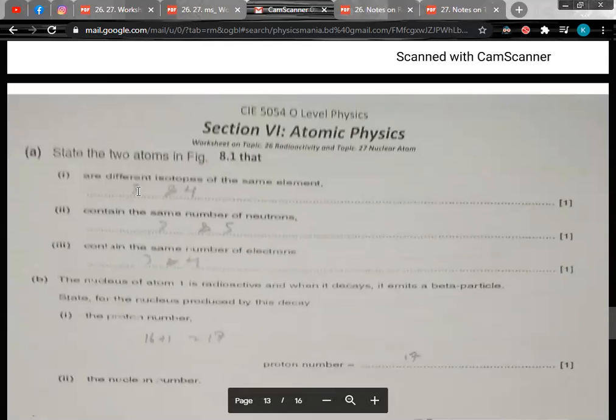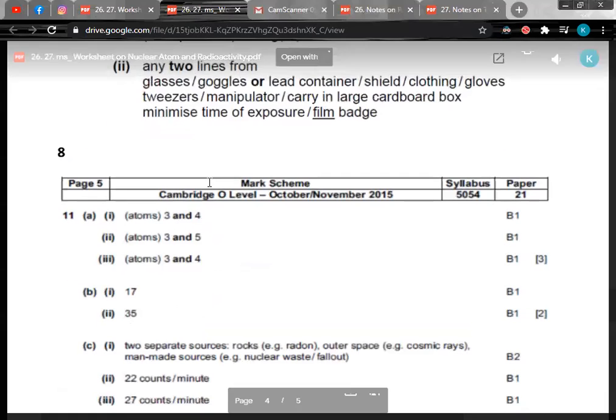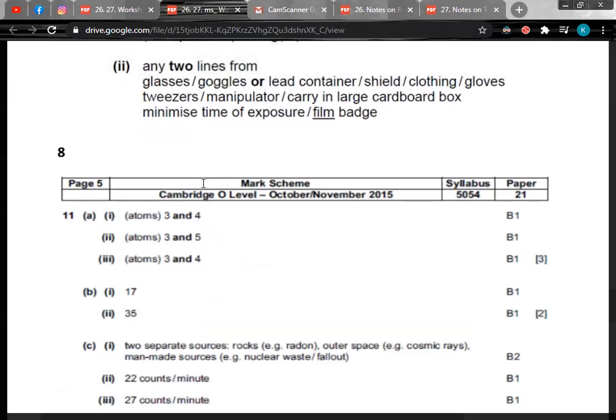Okay, state two atomic numbers. Just check from the mark scheme, then it will go fast. Yes, sir. Let me check. 3 and 4. 3 and 5? 3 and 4. Yeah.